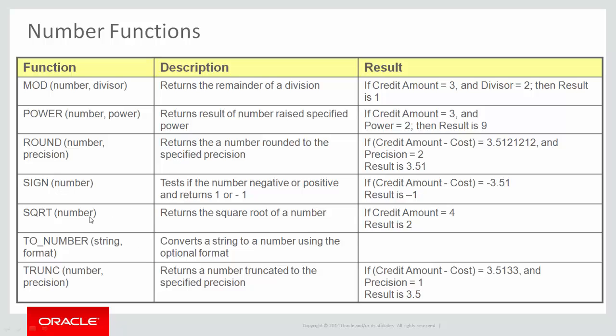Square root is exactly what it sounds like, it just takes the square root of a number. So for example, if we had a value of 4, the result would be 2.